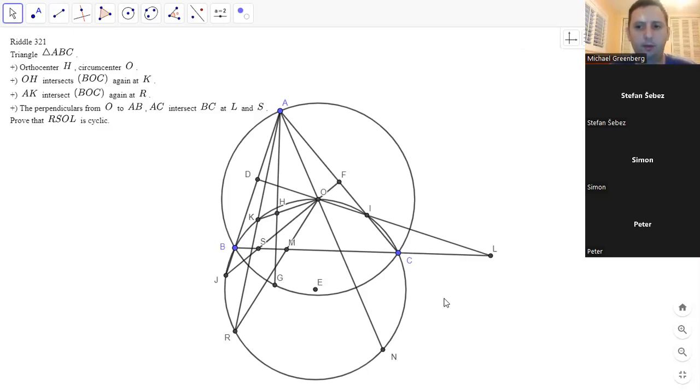So we have to use that K lies on the Euler line. Maybe we can try proving the concurrency with cross ratios. So we could try to show that BCOI is CBRJ. Every point there is quite good for lengths apart from R. So if we show that cross ratio CBOI is the same as CBRJ, then that means they're concurrent.